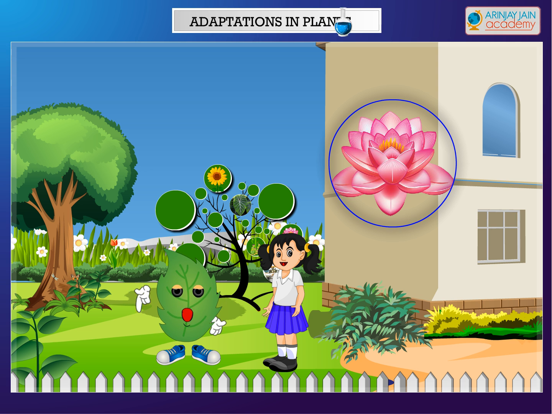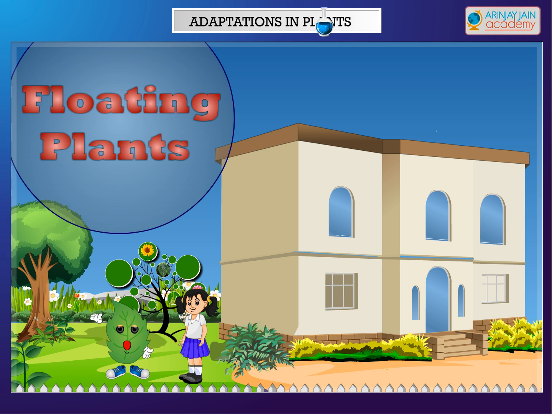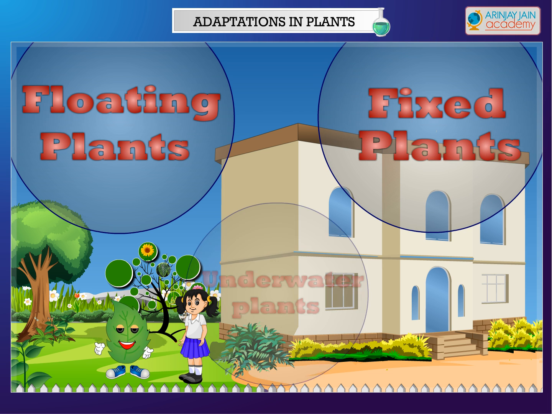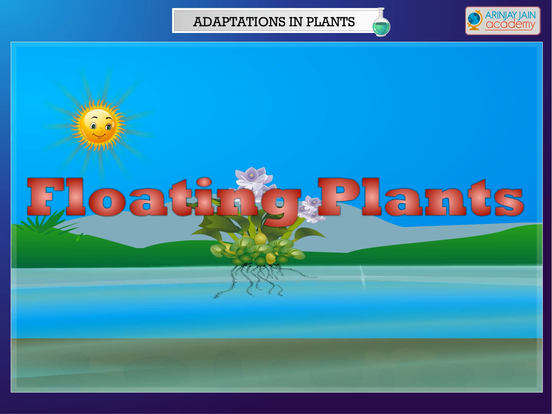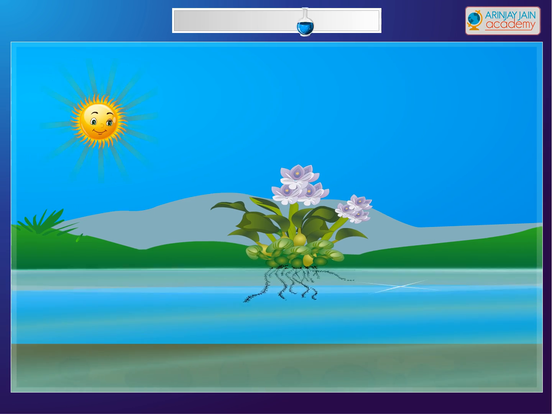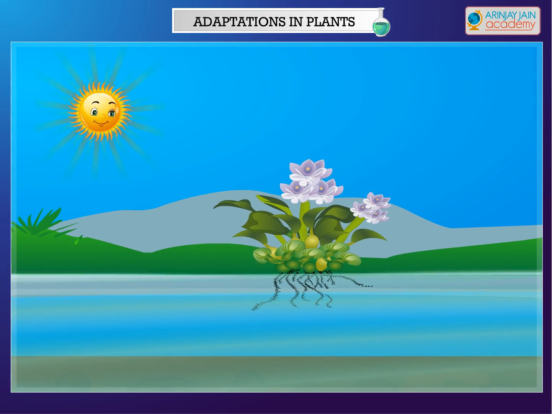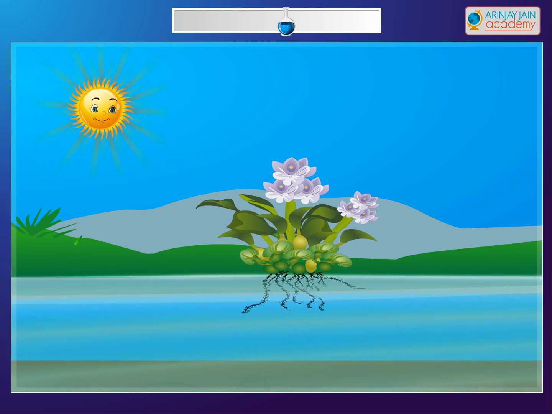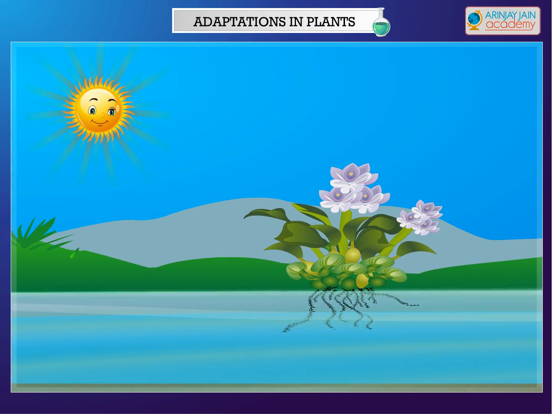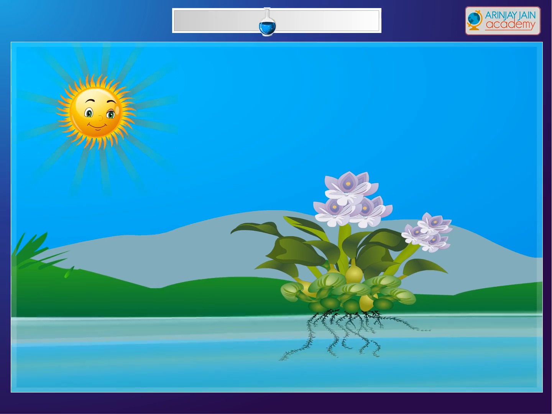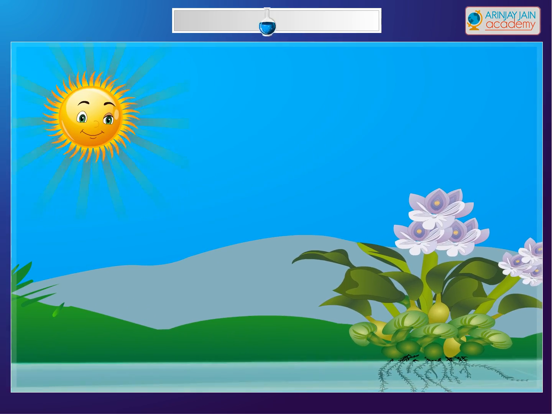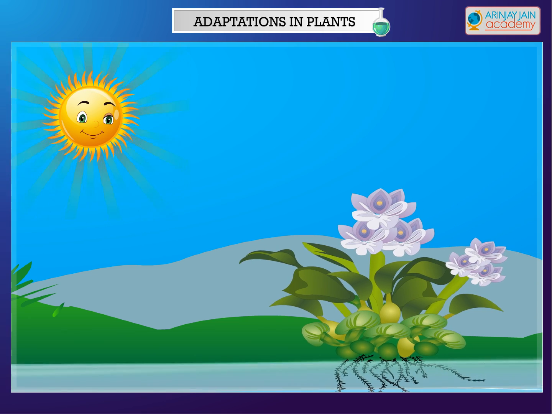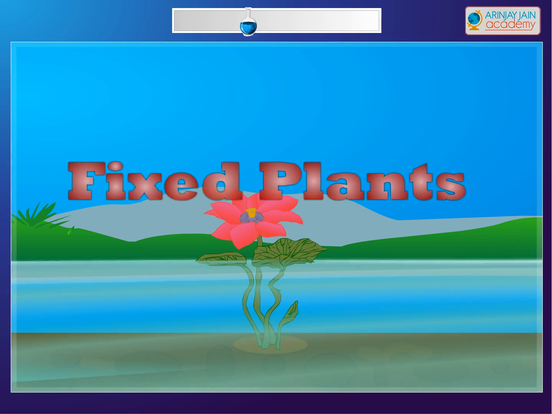Very good. These plants are mainly of 3 types: floating plants, fixed plants, and underwater or submerged plants. Floating plants. These plants float freely on the surface of ponds and lakes, unattached to the bottom. Floating leaves tend to be much broader and remain flat on the water, taking advantage of full sun. Examples include water hyacinth.